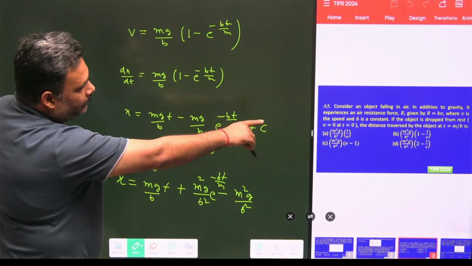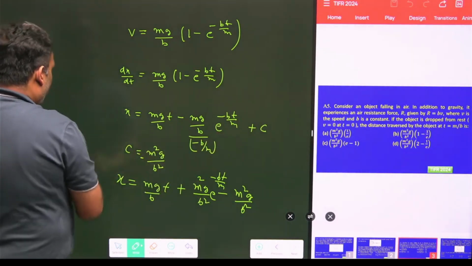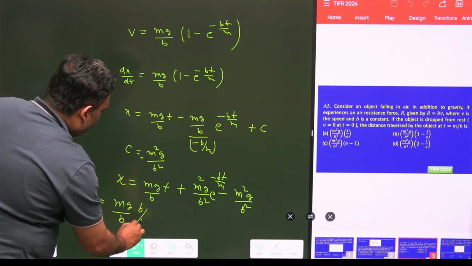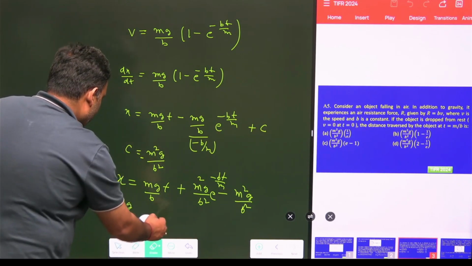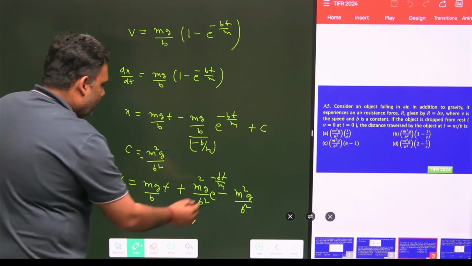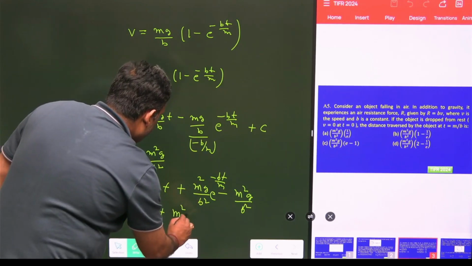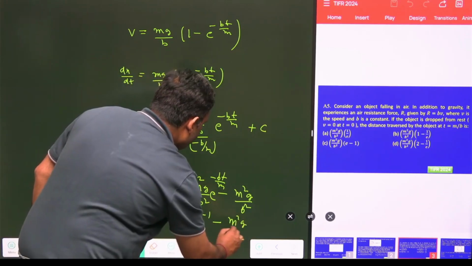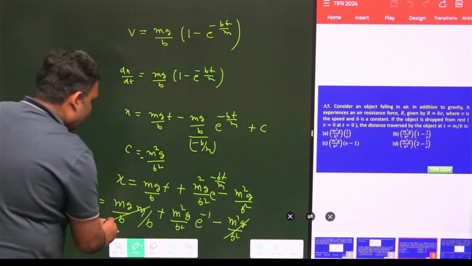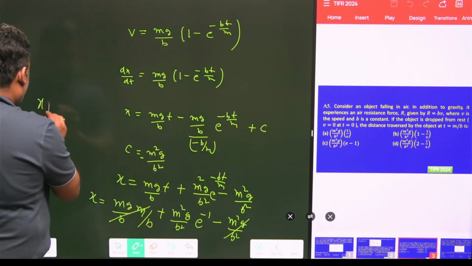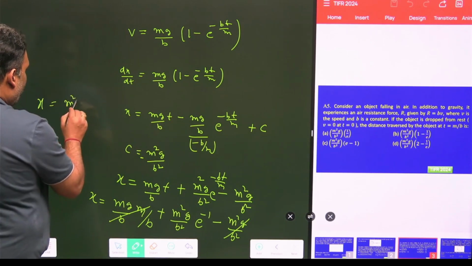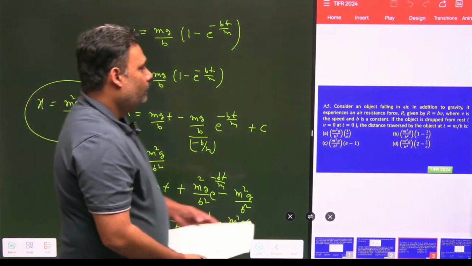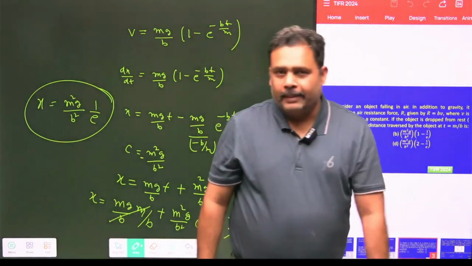So what we have to do is put t is equal to m by b. When we put t is equal to m by b, then x is equal to mg by b times m by b, plus m square g upon b square e to the power minus 1, minus m square g upon b square. So this and this cancel out, and you will get x is equal to m square g upon b square times 1 upon e. So this will be your answer. So very simply you can get that option number A is the correct answer.